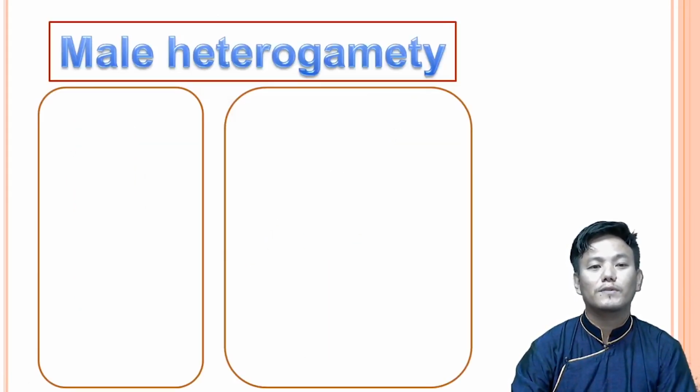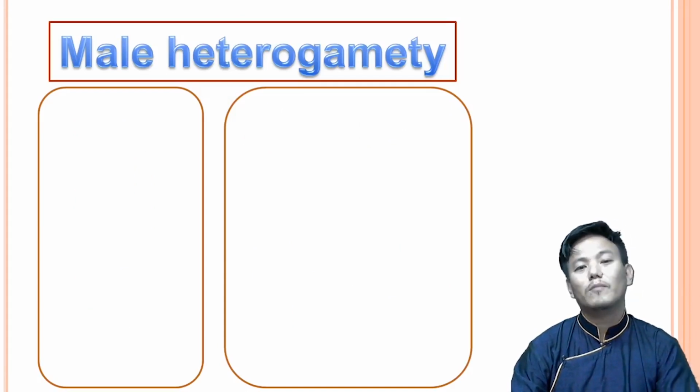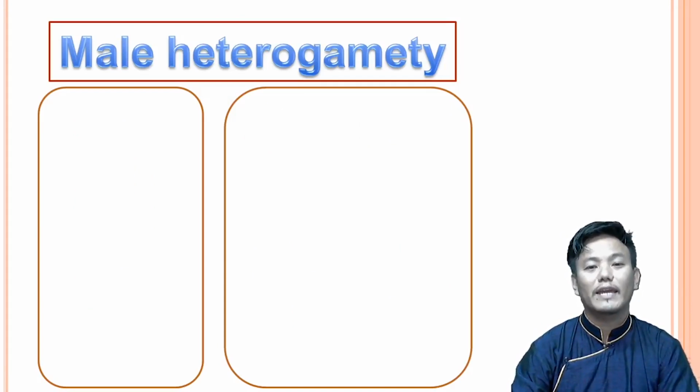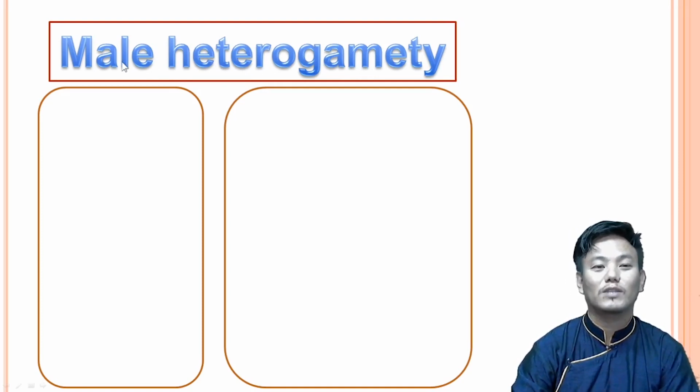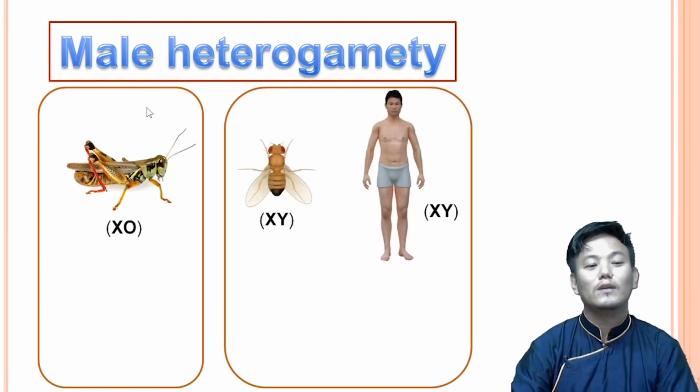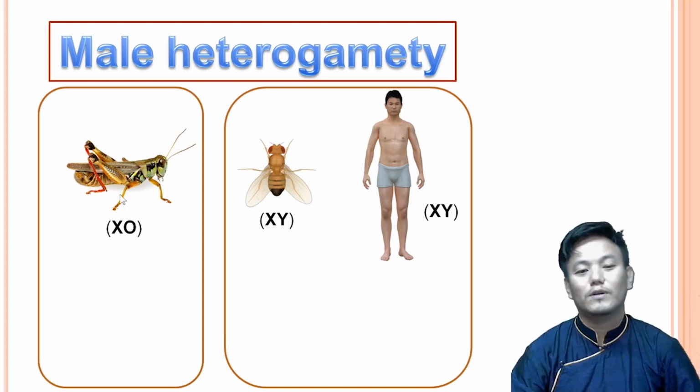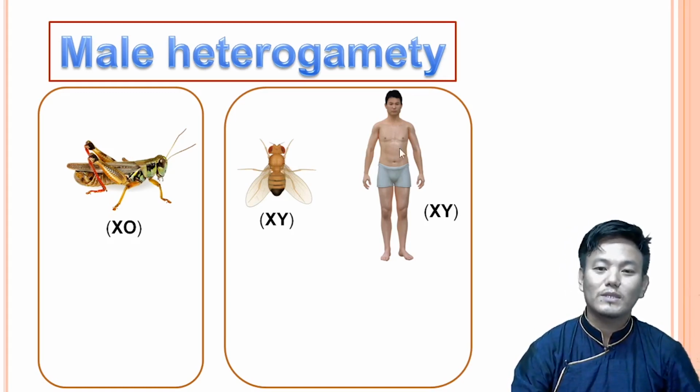So let's move forward. We will now talk about something called male heterogamety. So what is male heterogamety? Male, you all understand. Hetero means different. Gametes means the sperms. Male will produce all these sperms. Hetero means different, right? So male, different sperms. This will make the concept easier for you to grasp. So let it be grasshopper, Drosophila, or human beings.